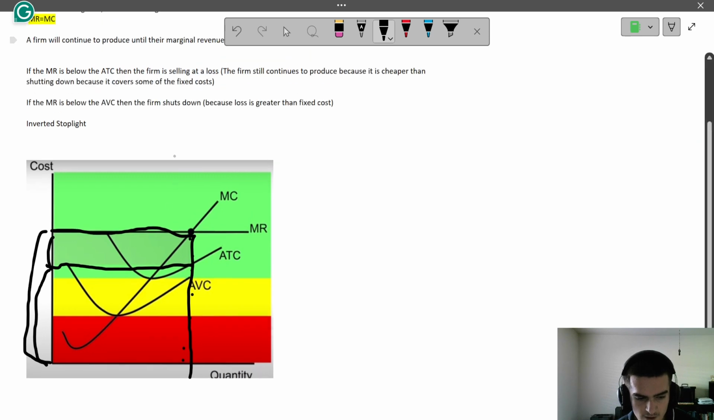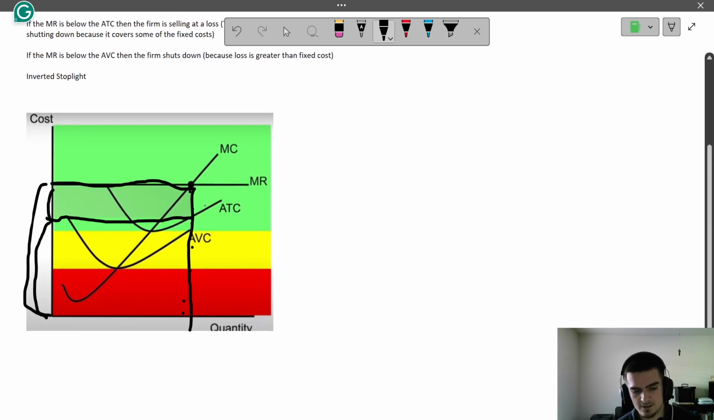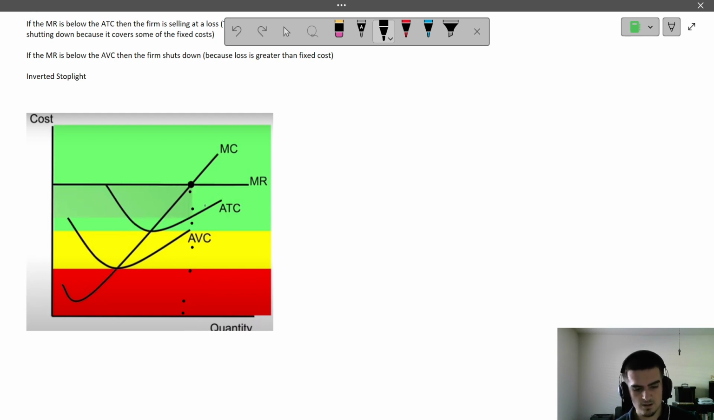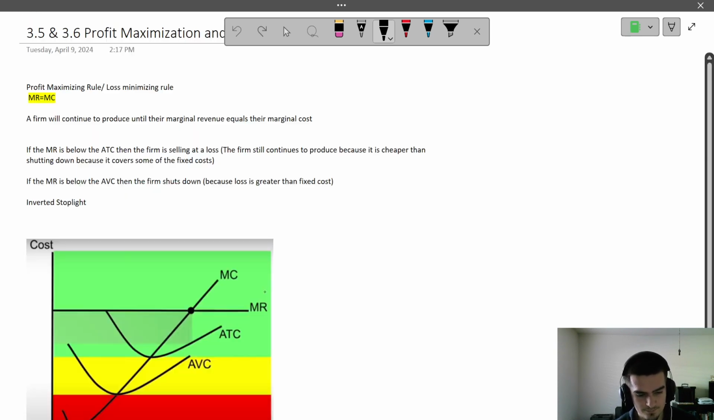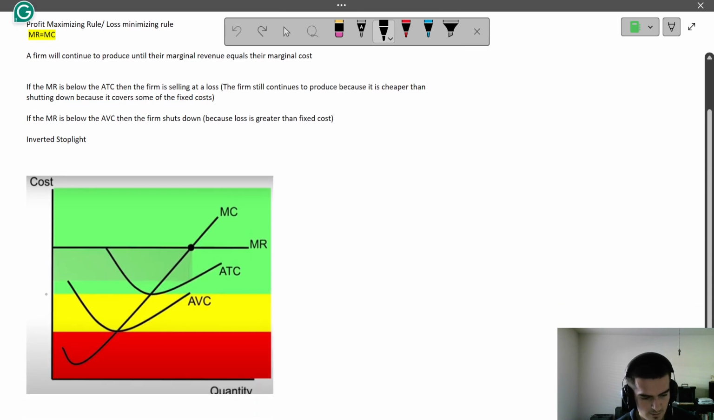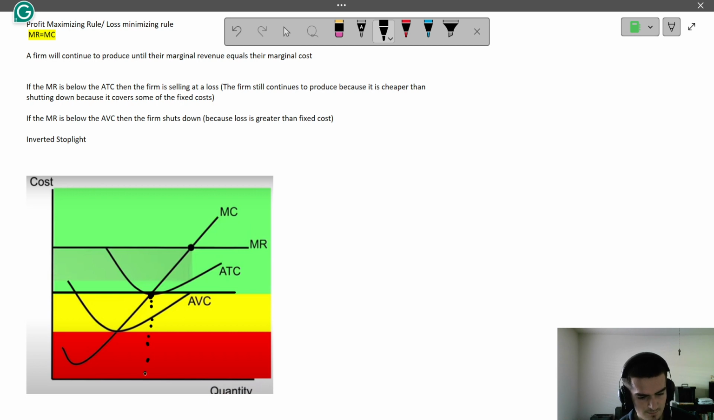This firm is making a profit. You can see it, right? So as long as you are above the average total cost, the firm is going to be making a profit. But what happens when marginal revenue is at that price? Well, that's their profit and their costs. They break even.